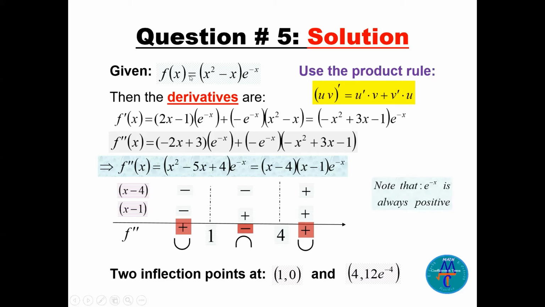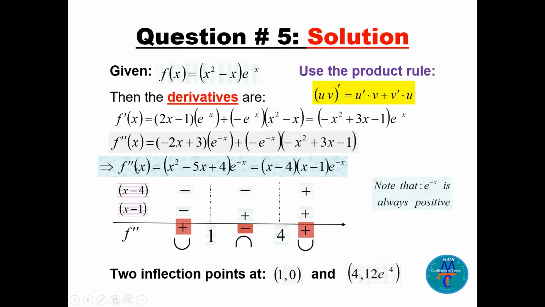So f prime will be 2x minus 1 times e to the minus x plus the derivative of e to the minus x, which will be minus e to the minus x times x squared minus x. Simplify that, take x e to the power minus x as a common factor. Now let's find f double prime. Again, use the product rule. It will be minus 2x plus 3. You can see that so easy.